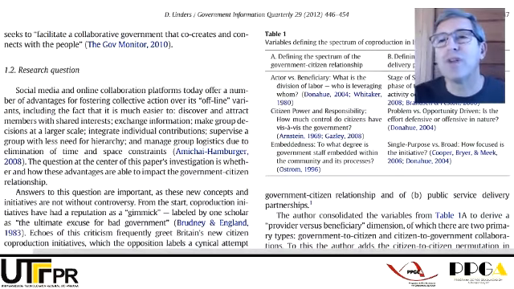I'm trying to move things around here. They're not moving. Yes, they are.